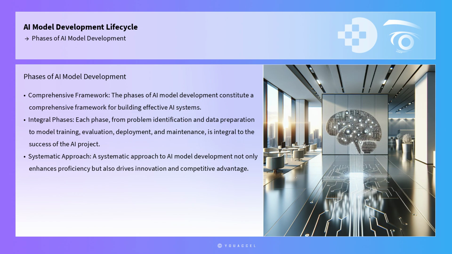In conclusion, the phases of AI model development constitute a comprehensive framework for building effective AI systems. Each phase, from problem identification and data preparation to model training, evaluation, deployment, and maintenance, is integral to the success of the AI project. By leveraging practical tools and frameworks, professionals can navigate the complexities of AI development and deliver solutions that meet the needs of their organizations.